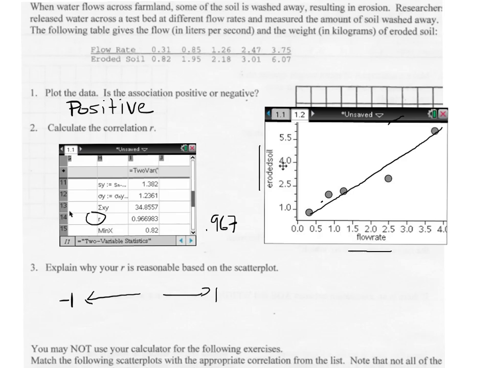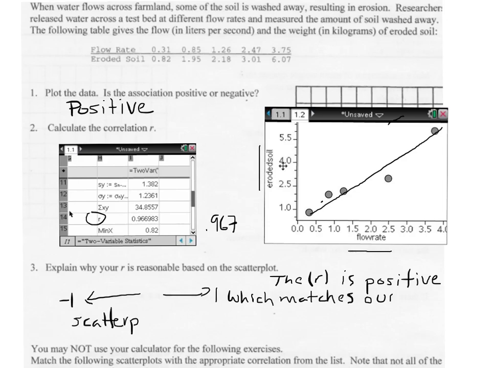So I'm going to write the correlation. I'm going to just call R is positive, which matches up with our scatter plot that also has a positive correlation.